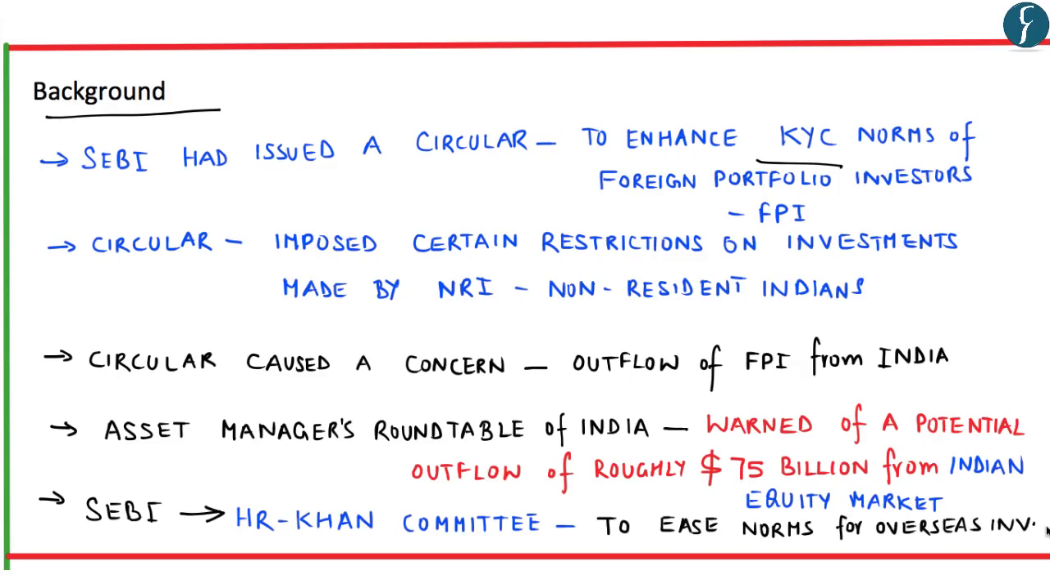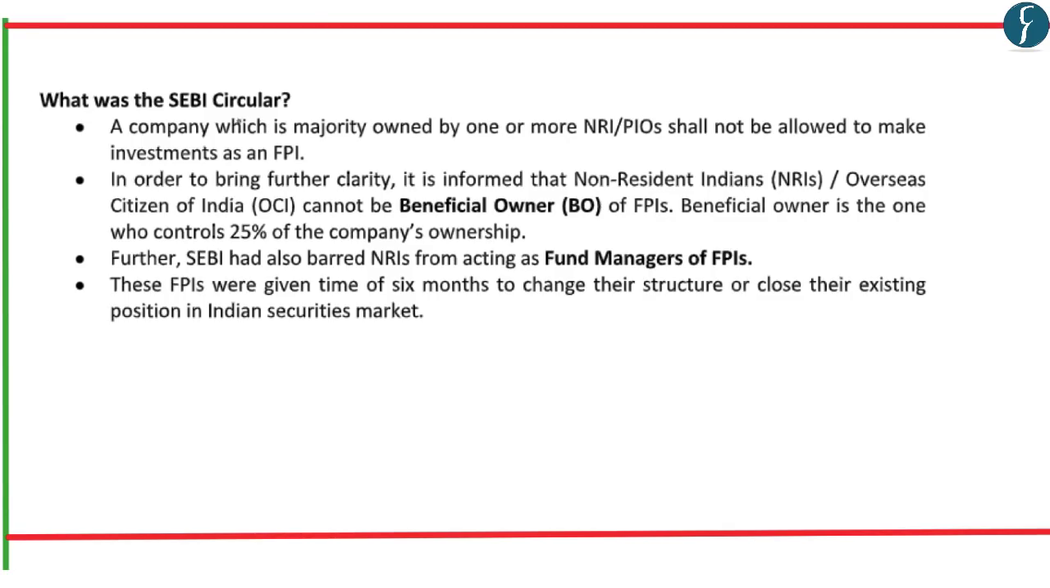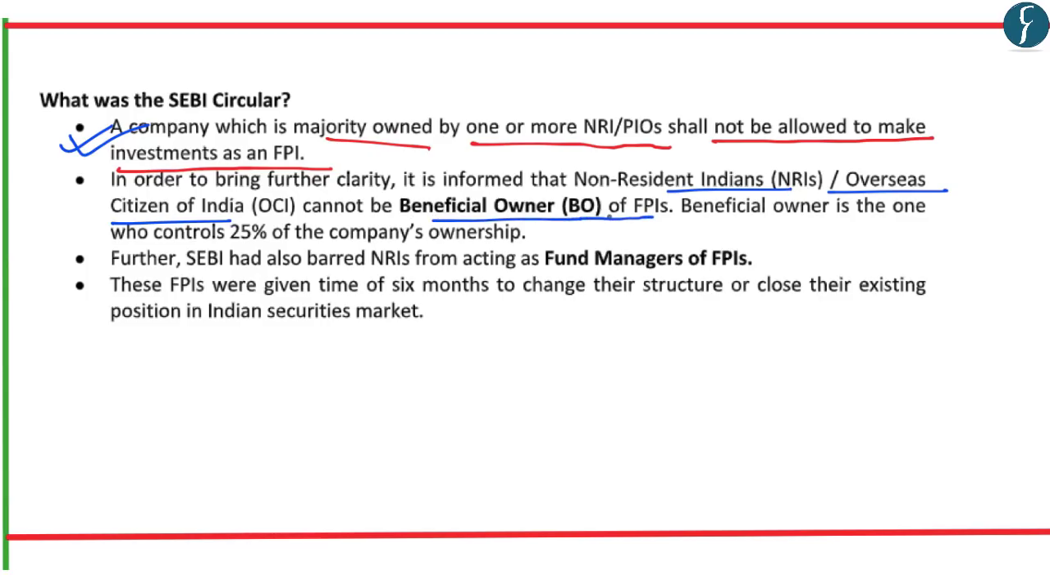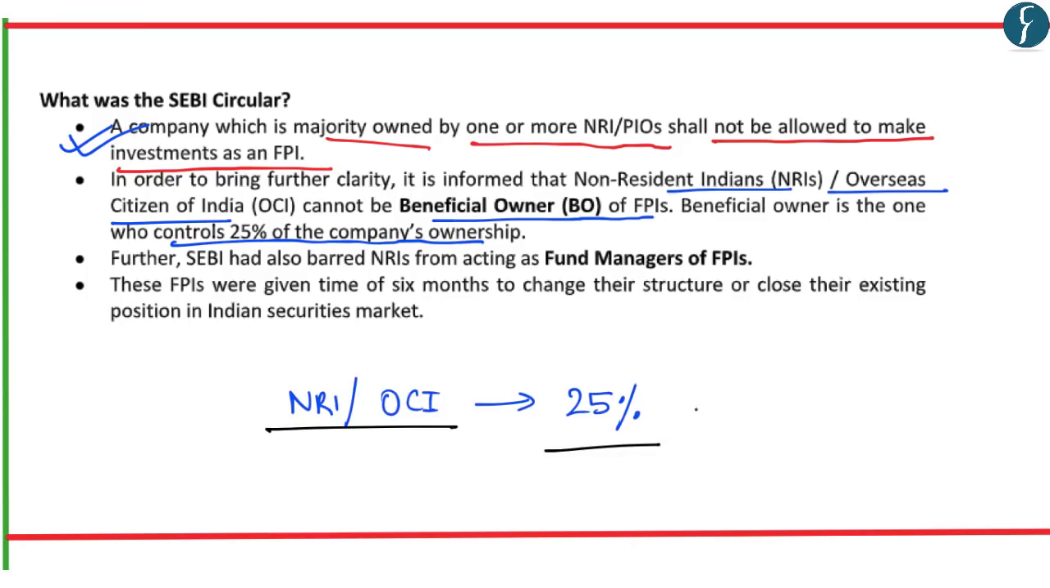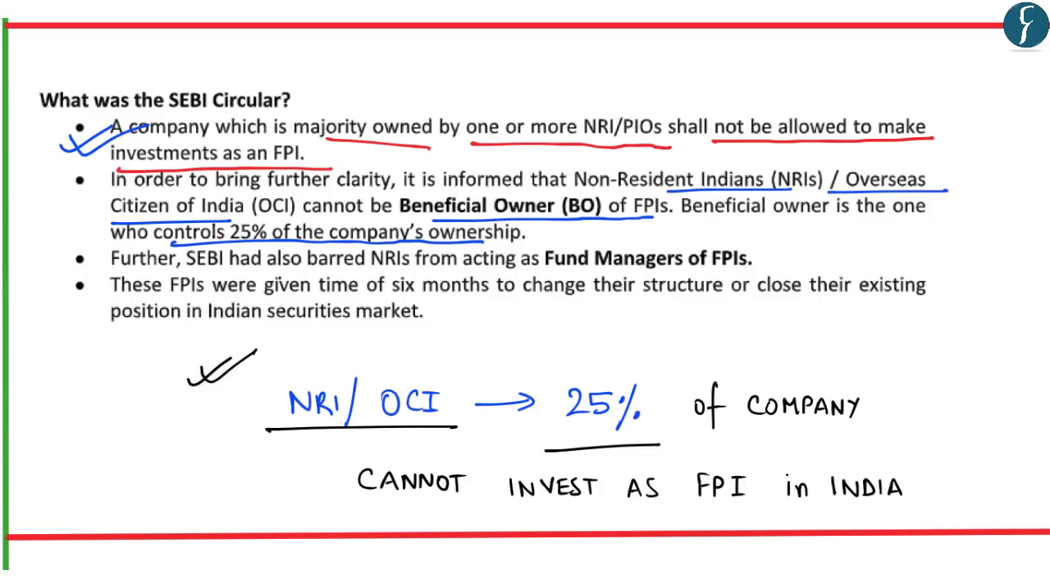So in this aspect, let us understand first of all what the SEBI circular was. The circular said that a company which is majority owned by one or more NRIs or PIOs, that is persons of Indian origin, shall not be allowed to make investment as an FPI. Now this became a cause of concern. It further informed that NRIs and overseas citizens of India cannot be beneficial owners of FPIs, and in this aspect the term beneficial owner was explained as the one who controls 25% of a company's ownership. So suppose if an NRI or OCI controls 25% share of a company, then they collectively cannot invest as an FPI in India. Further, the circular also barred NRIs from acting as fund managers of FPIs.